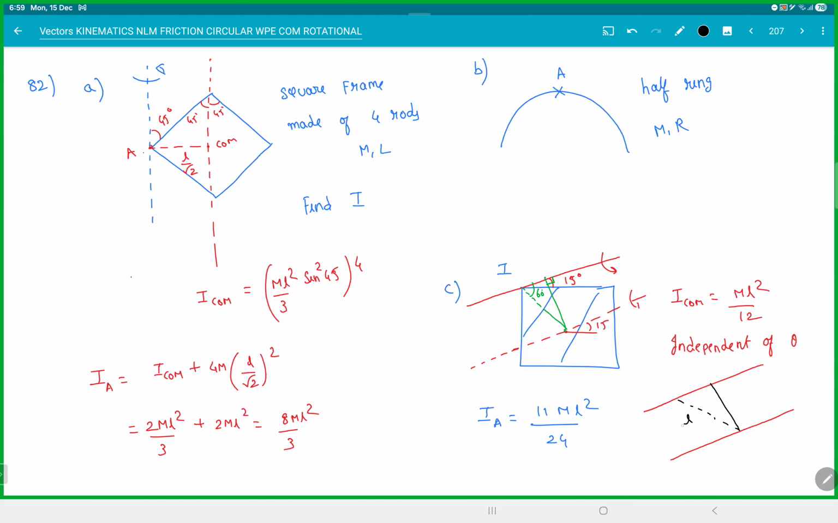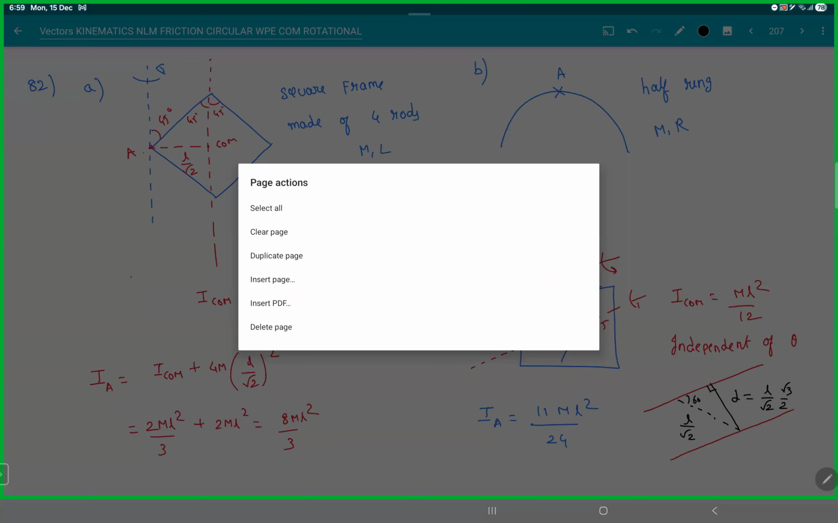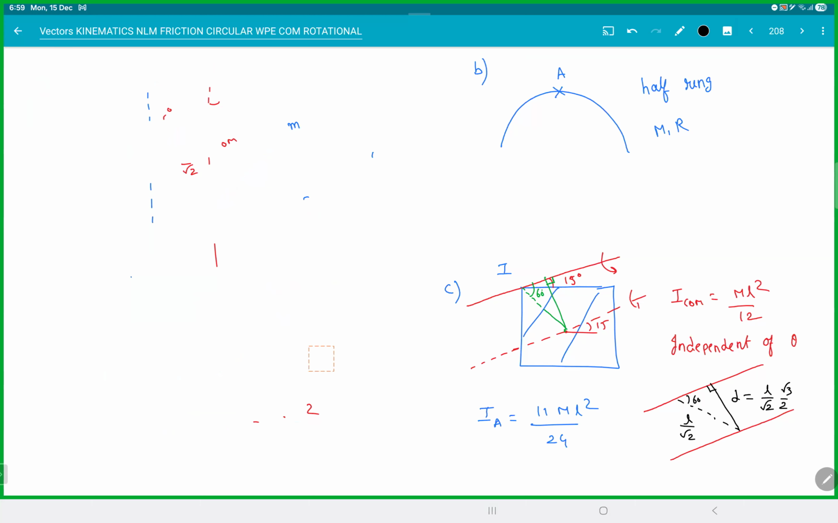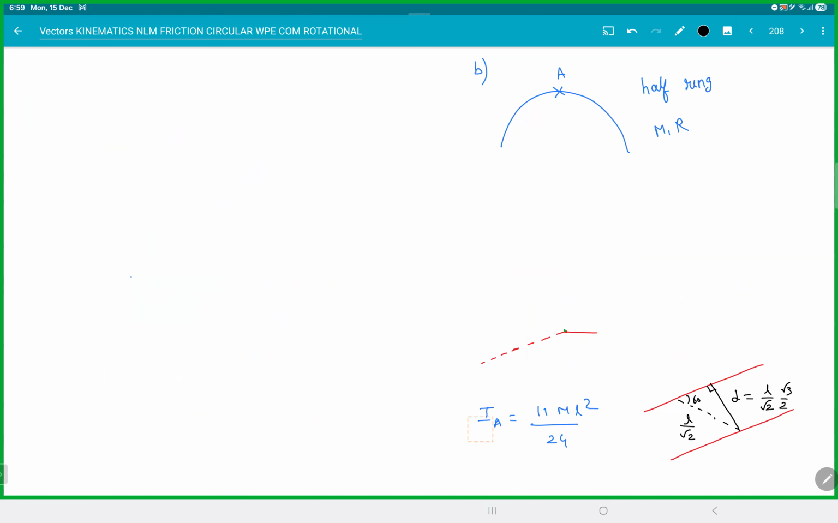This is L by root 2, and this is 60. This is the perpendicular distance, which is L by root 2 sine 60. From there you get it. What about B? B is a good one. Again, the most common mistake: the center of the circle is not the center of mass.